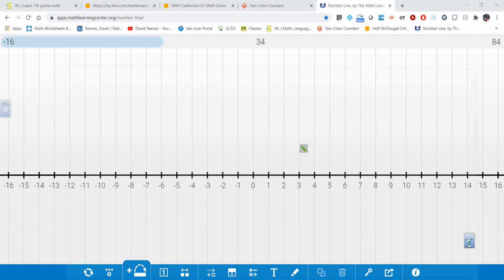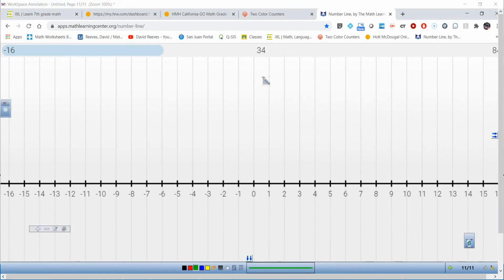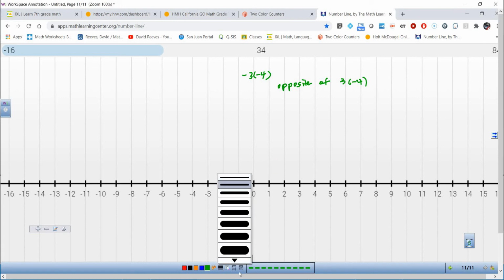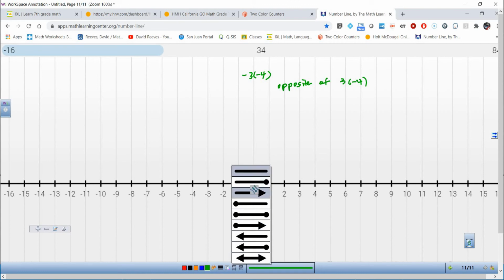All right, well, let's say we wanted to do negative 3 times negative 4. Well, let's look at this as the opposite of 3 times negative 4. Okay, so if we were going to do 3 times negative 4, this is what we would do, right? Let's get back to our straight lines, not dotted, and let's do the arrow.